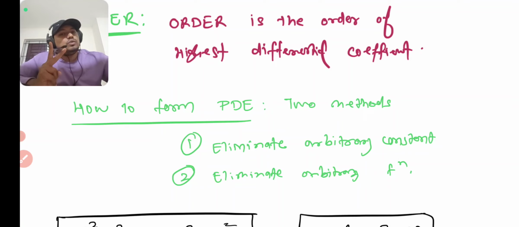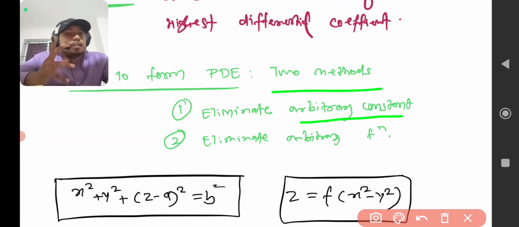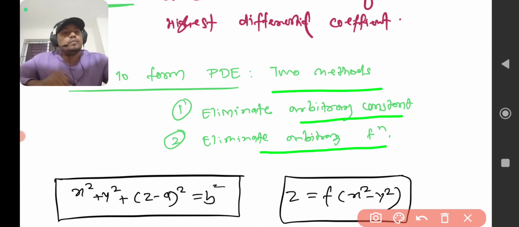So there are 2 ways to achieve PDE. If your equation contains, 2 methods I have written. If your equation contains constants, they are arbitrary constants, then eliminate them, automatically you will be getting your PDE. Or if your equation contains an arbitrary function, then remove that also somehow. So what is the best way to remove them? Differentiate. Differentiation is the only way to achieve a differential equation from a normal equation.